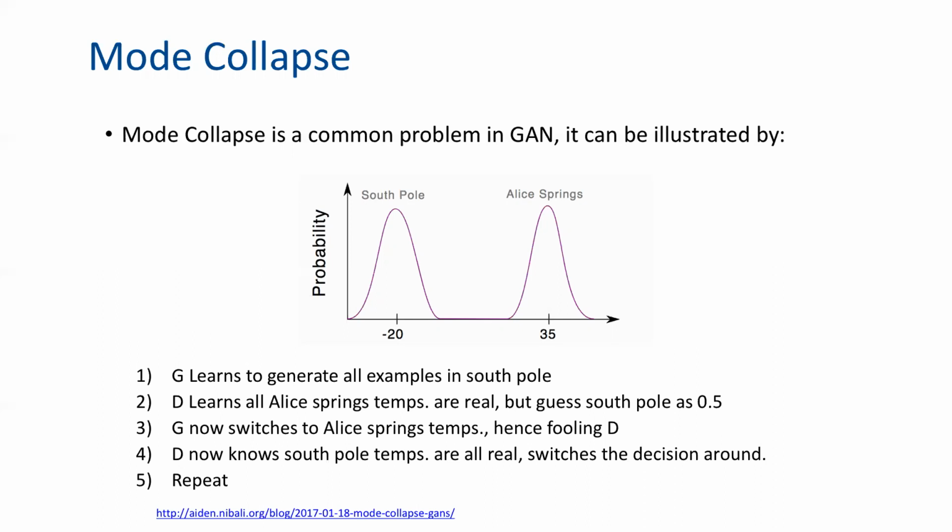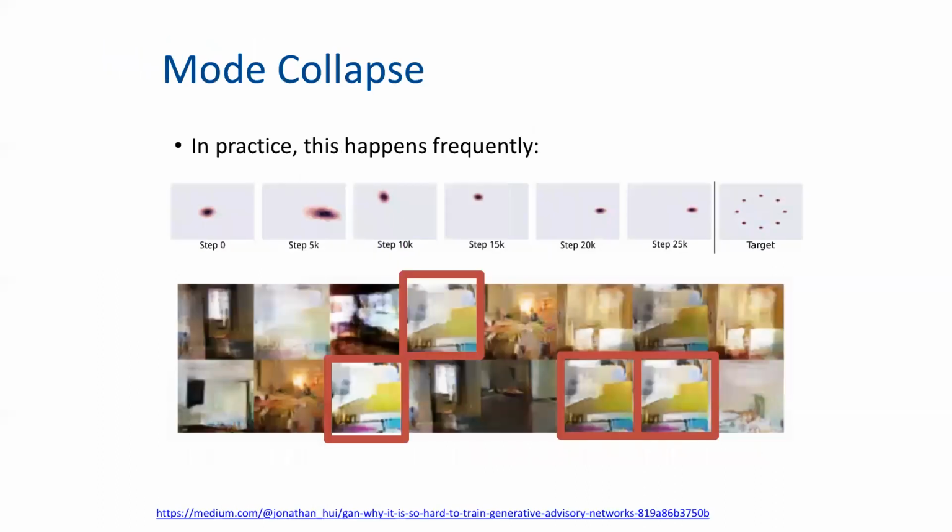And now the discriminator sees that the mode has switched to the other mode, and therefore it will switch its decision and assign those 50-50, but assign the South Pole as all real. So you can see these players are kind of in this unstable state where they're fooling each other on alternate rounds. And this is a fairly common phenomenon in practice, and you can see some examples here.